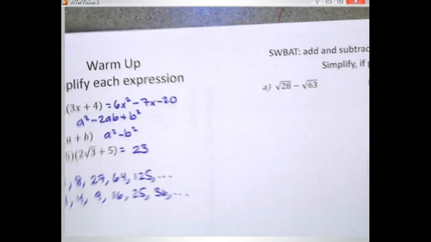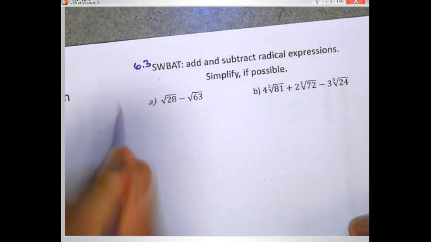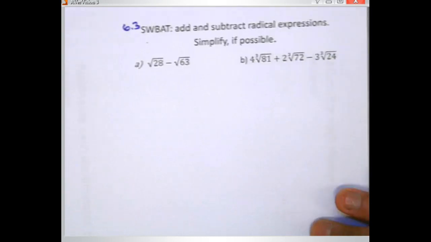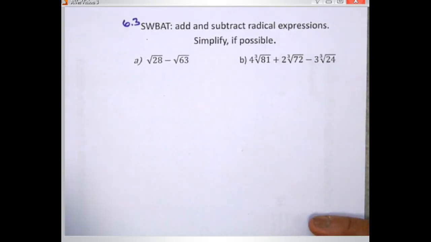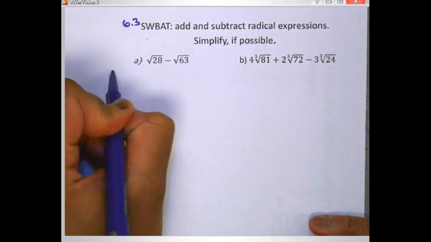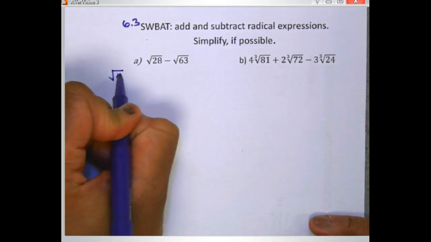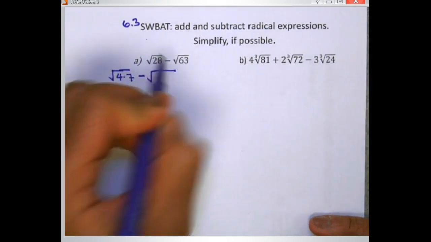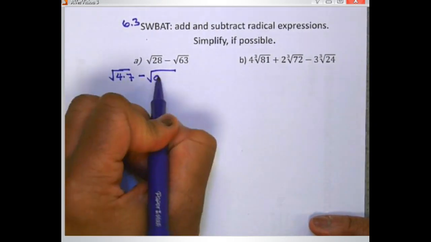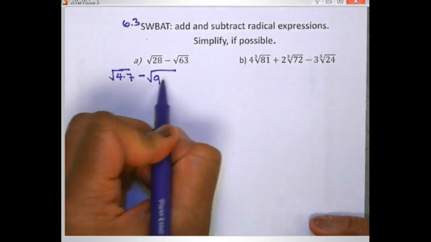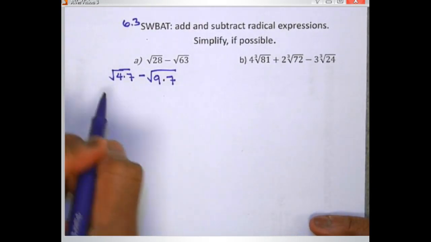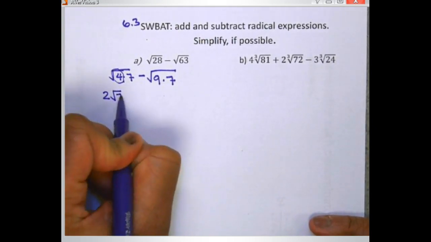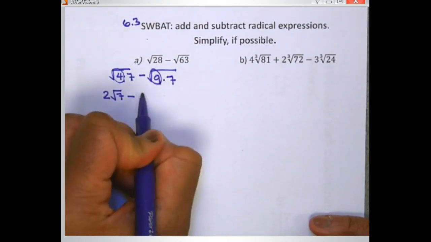So today, our SWABAT for 6.3 is to add and subtract radical expressions. So looking at the first one, first thing I want to do here is look for perfect squares, because these are square roots. And the perfect square that I see that goes into 28 is 4. That's the biggest one. 4 times 7 gives me 28, minus the square root of perfect square that goes into 63 is 9. So of that list that we made, 9 is the biggest number. 9 times 7. And then I'm going to pull out my perfect square. So the square root of 4 is 2. And I still have a 7 on the inside. Minus the square root of 9 is 3.